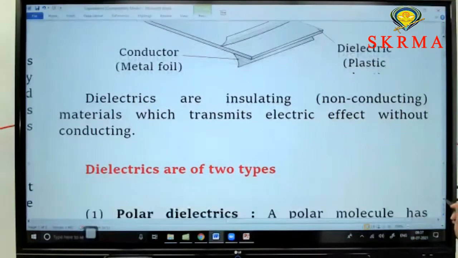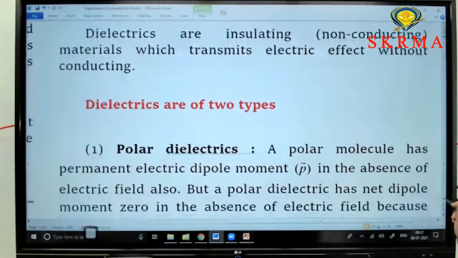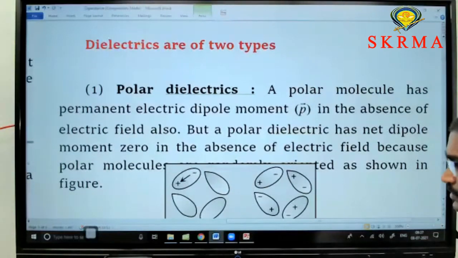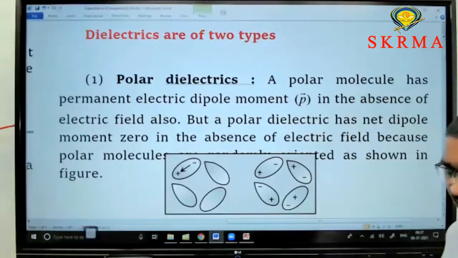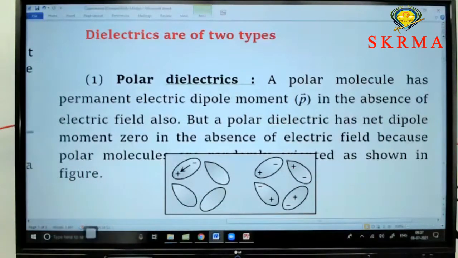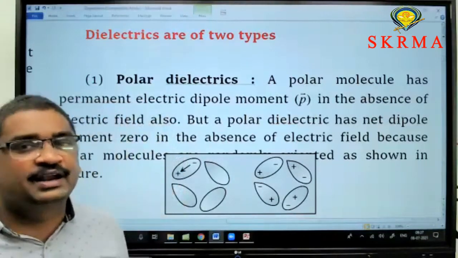Next. Here, two types of dielectrics are there. One is polar dielectrics, the other one is non-polar dielectrics. So what is meant by polar dielectric?